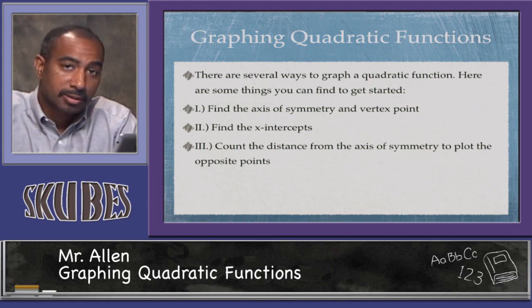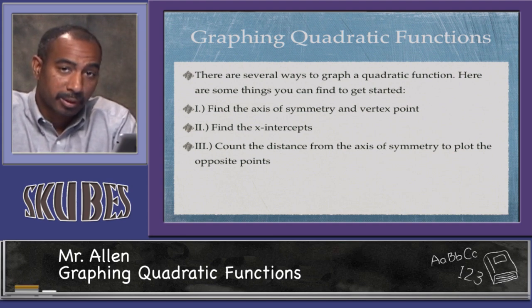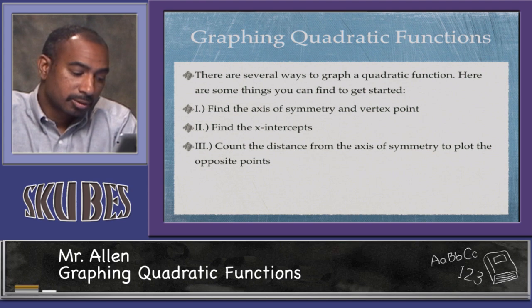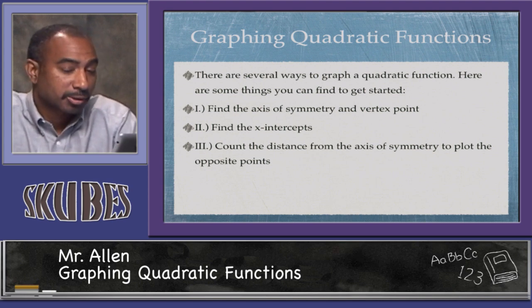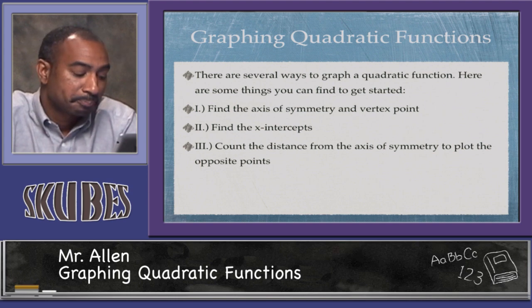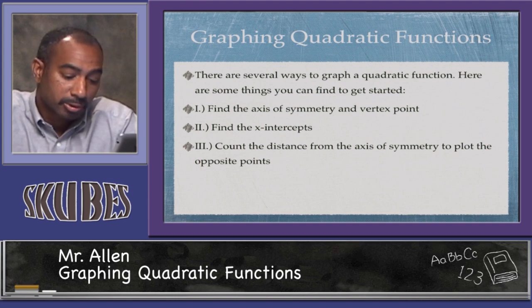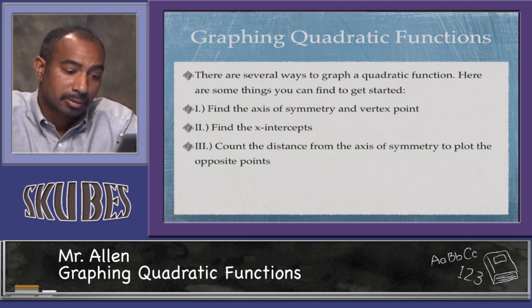1. Find the axis of symmetry and the vertex point. 2. Find the x-intercepts, if possible. Sometimes it could be fractions, but if they're whole numbers, find them. And 3, count the distance from the axis of symmetry to plot the opposite points.